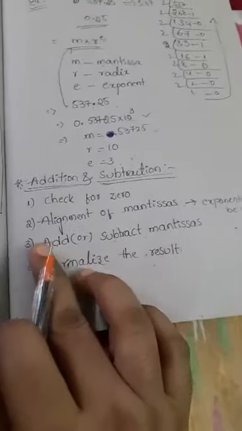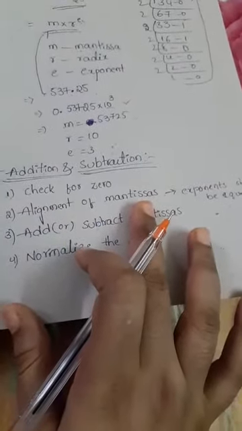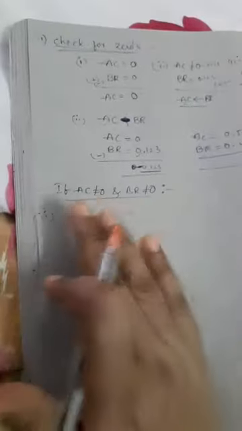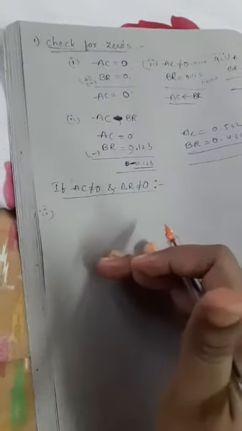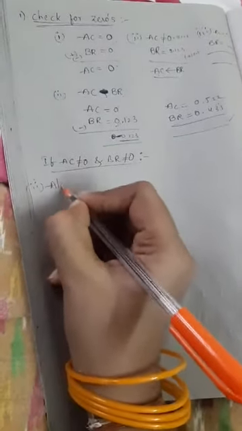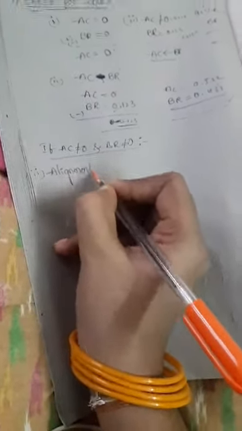That step is nothing but alignment of mantissas. So if AC is not equal to 0 and BR is also not equal to 0, for this case we have to go for the second step. Both values are not equal to 0, so we have some value, other than zeros. For that case, if the two registers have values, how can we perform the addition and subtraction? We go with the second step, that is alignment of mantissas.